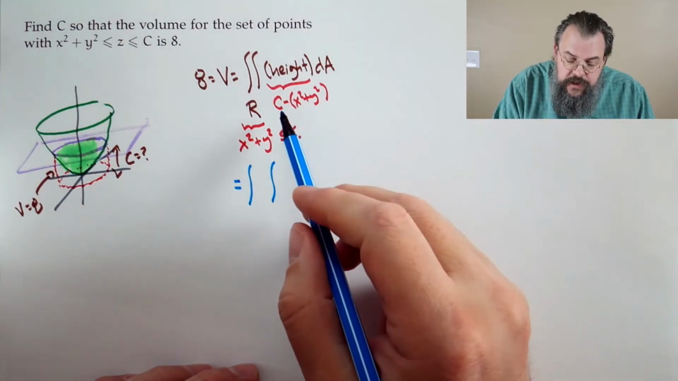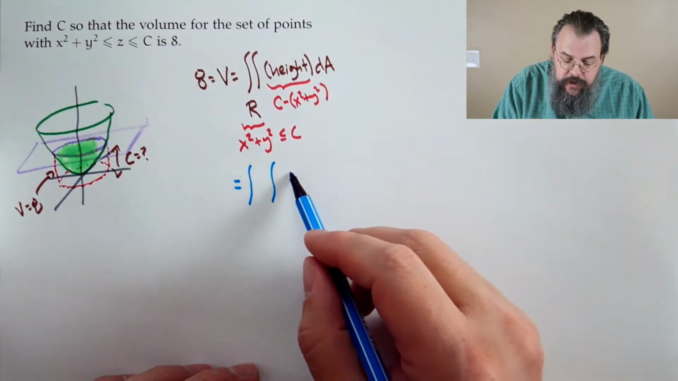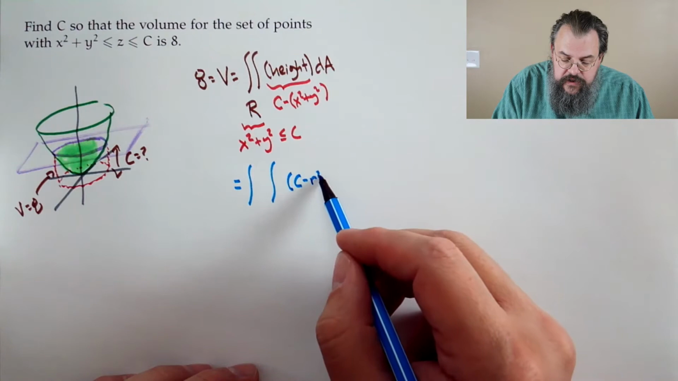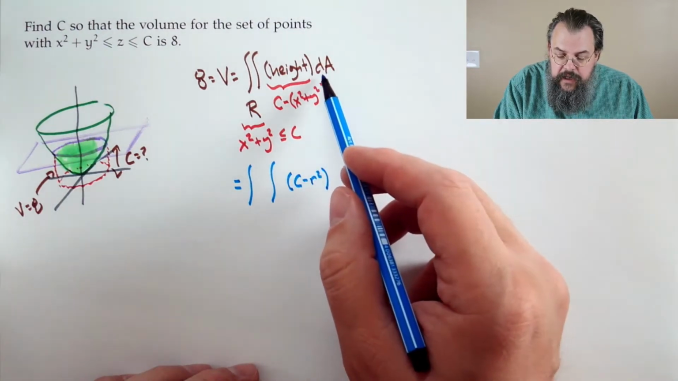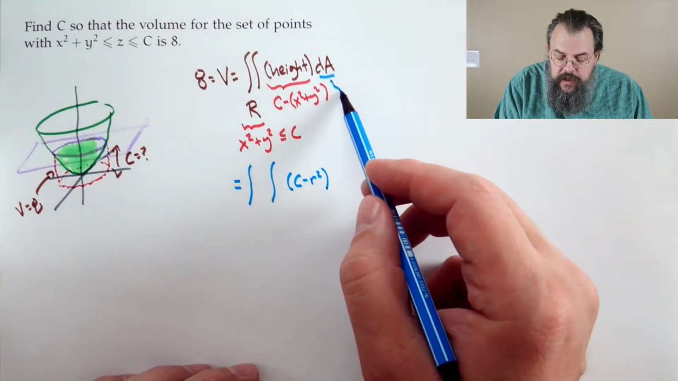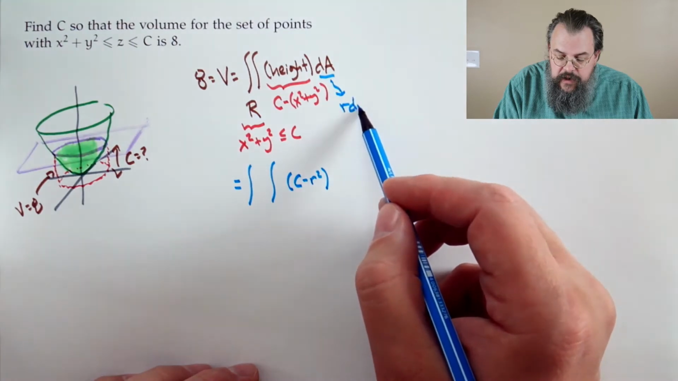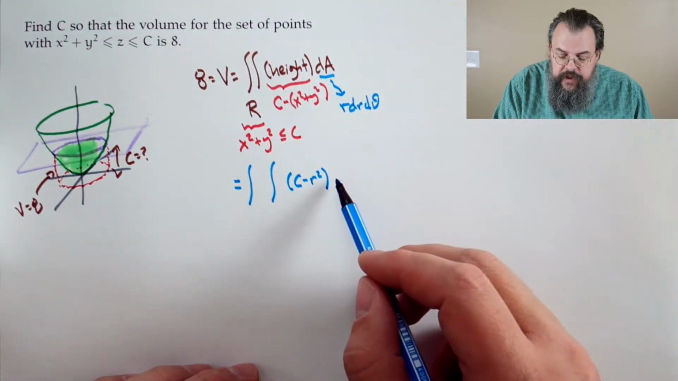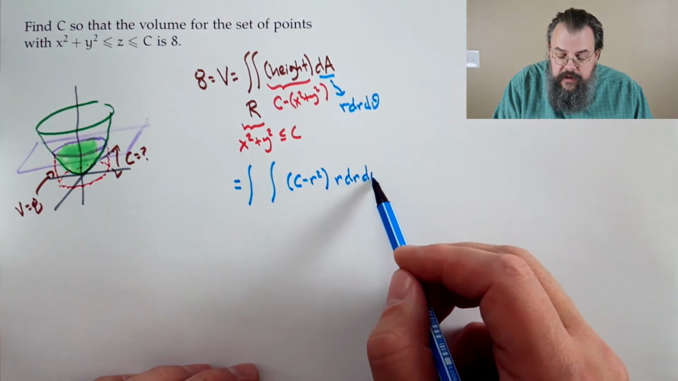So our function, c minus (x squared plus y squared), becomes c minus r squared. The dA, that's an important thing. dA is r dr d theta. That's how we're breaking things up: r dr d theta.